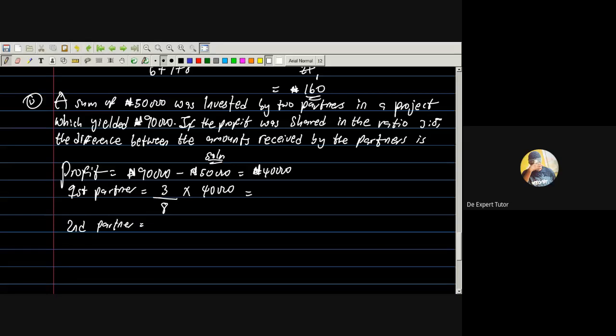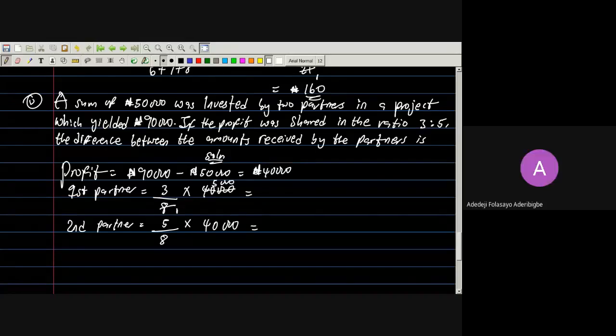Please, let me write it this way. This is 3 ratio 5. So the second partner's share is 5 divided by 8, then times 40,000 naira. So 8 into 40 is 5, so 5,000 naira. So 3 times 5,000 will give me 15,000, and 5 times 5,000 will now give me 25,000 naira.